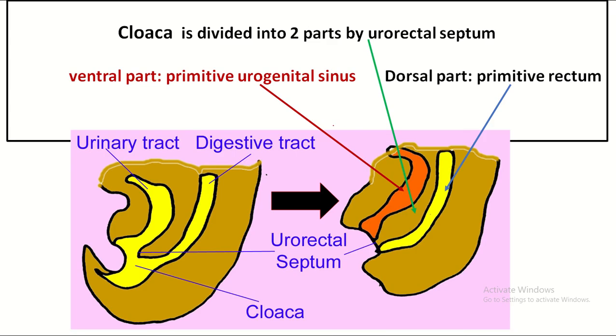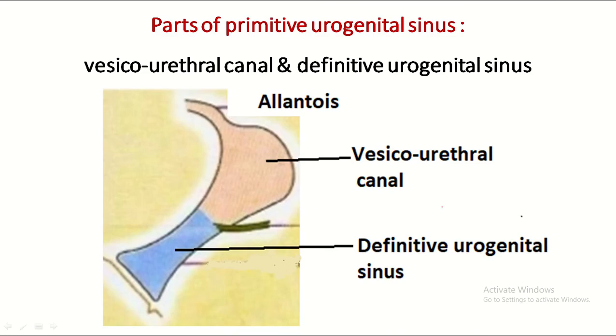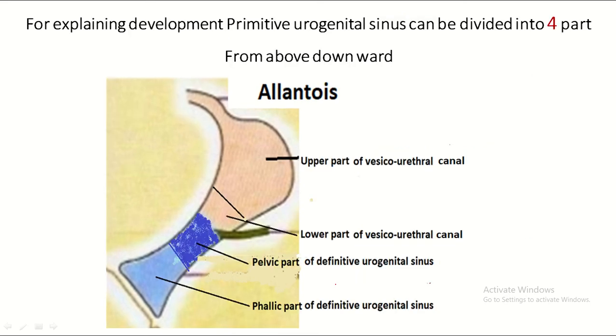The cloaca is a single tube. It's divided into two tubes by a septum. This is known as the urorectal septum, and it divides the ventral primitive urogenital sinus and the dorsal primitive rectum. The primitive urogenital sinus has two parts. The upper part is known as the vesico-urethral canal and the lower part is known as the definite urogenital sinus.